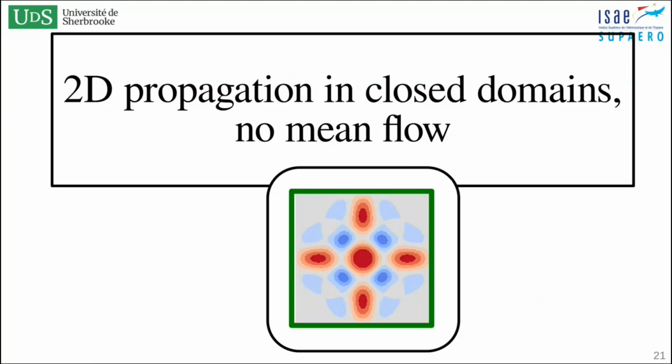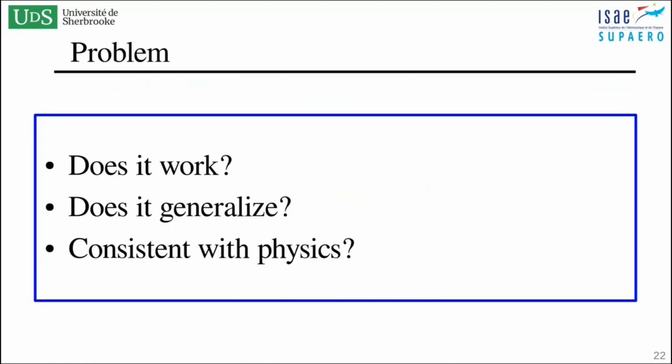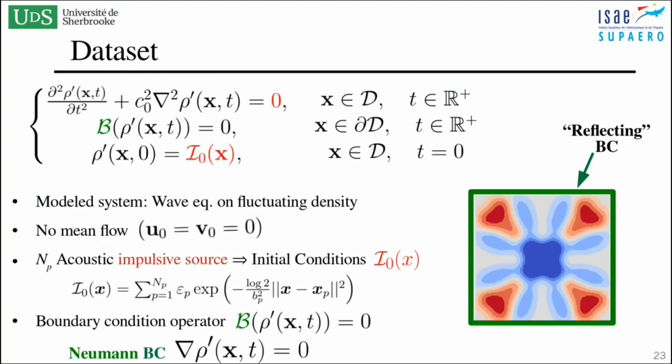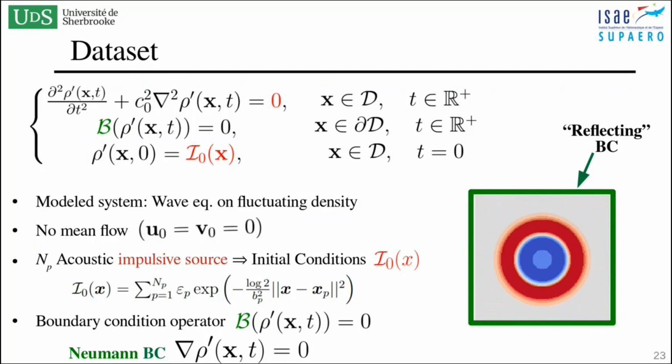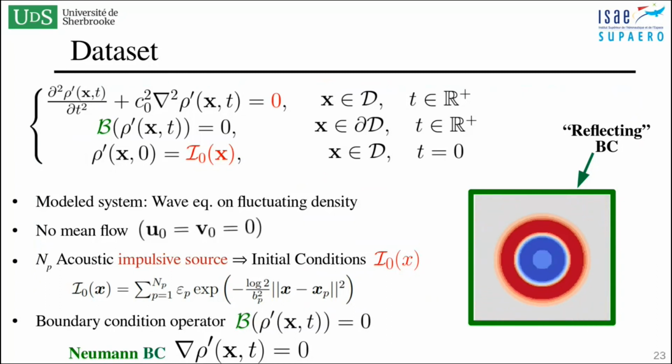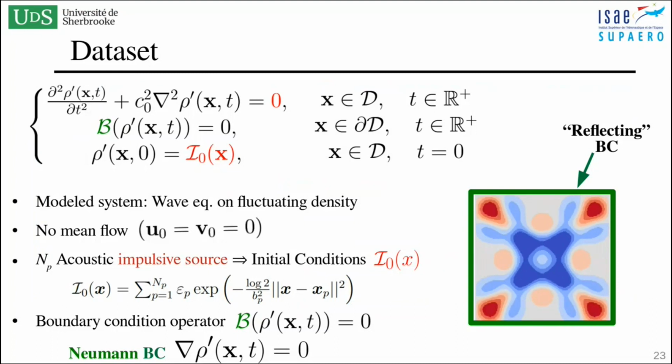without mean flow. The problem here is to first assess whether this methodology works at all, whether it can generalize outside its training range, and whether it's consistent with the known physics of the problem. For that, we have generated a database using, as I said, a direct computational approach, where we are going to solve this wave equation on the fluctuating density.